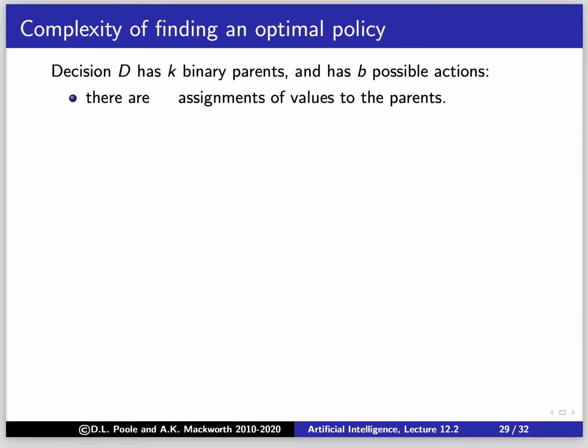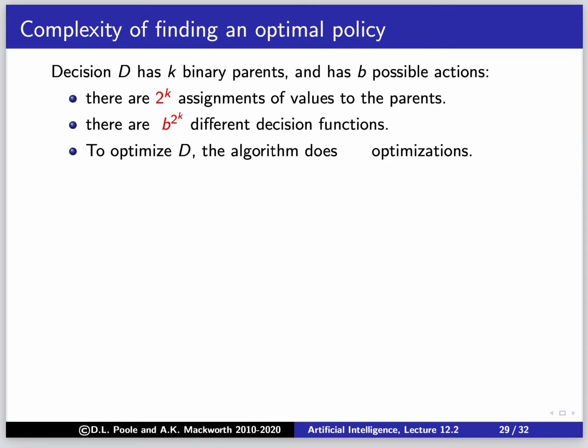Right, so let's look at the complexity of doing this. Let's suppose the decision D has K binary parents and B possible actions. How many assignments of values to the parents are there? Well, there are K parents, so there are 2 to the K assignments of values, one for each assignment of a different value. So the number of decision functions is, for each of these you get to choose B, so it's B to the 2 to the K. Okay, so it's B to the 2 to the K, and that's usually a lot.